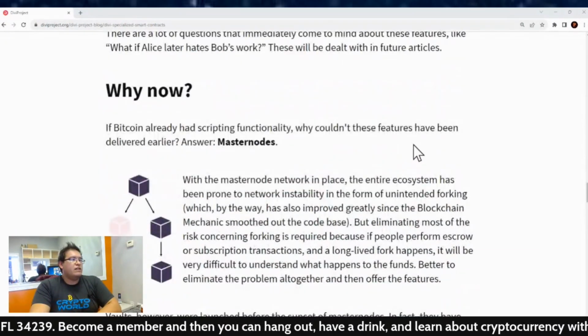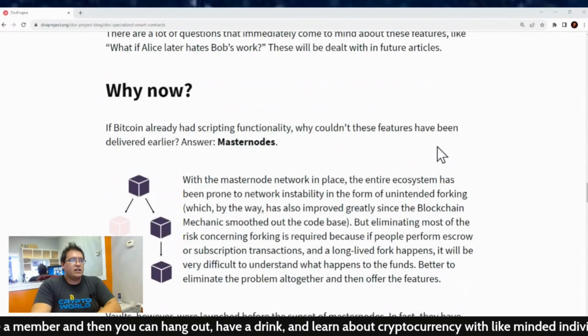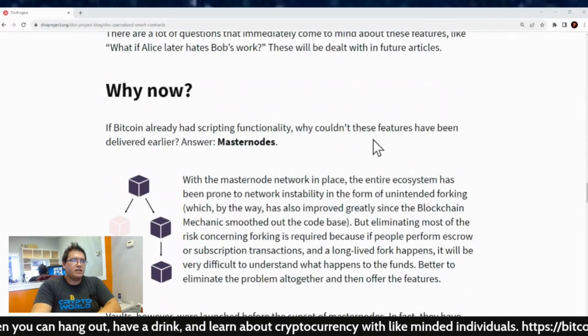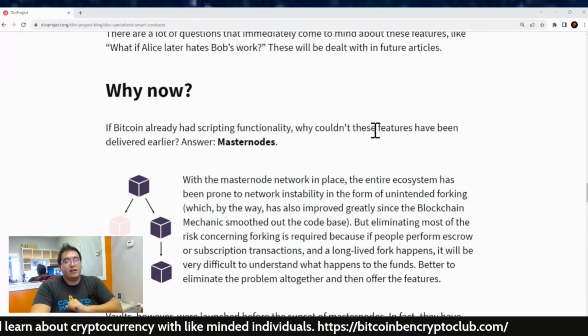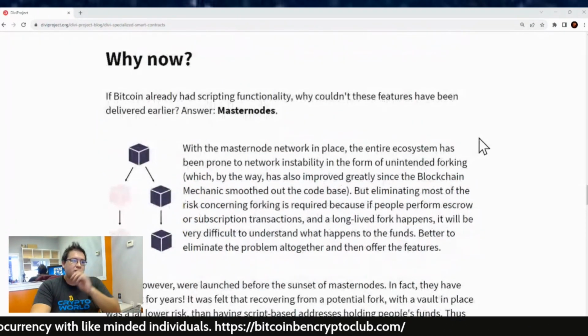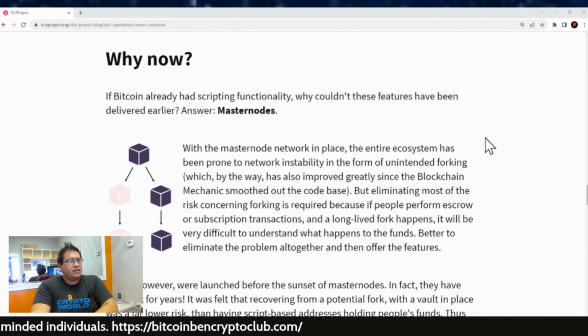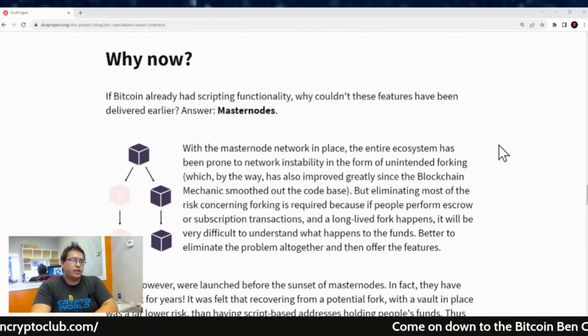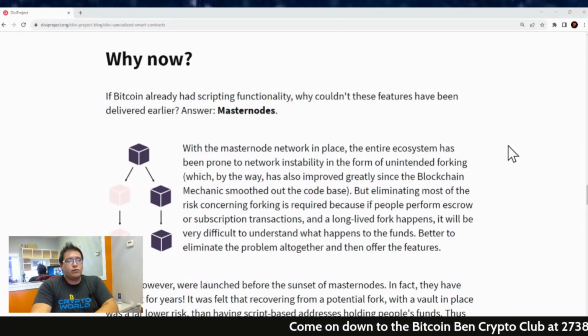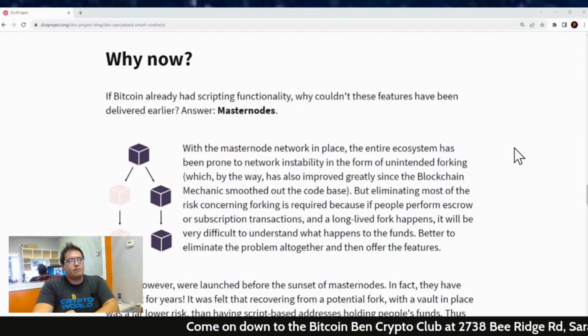But why now are we implementing this? Well, if Bitcoin already had scripting functionality, why couldn't these features have been delivered earlier? Answer, masternodes. So that was why we couldn't have them earlier. With the masternode network in place, the entire ecosystem has been prone to network instability in the form of unintended forking, which, by the way, has also improved greatly since the blockchain mechanics smooth out the codebase.